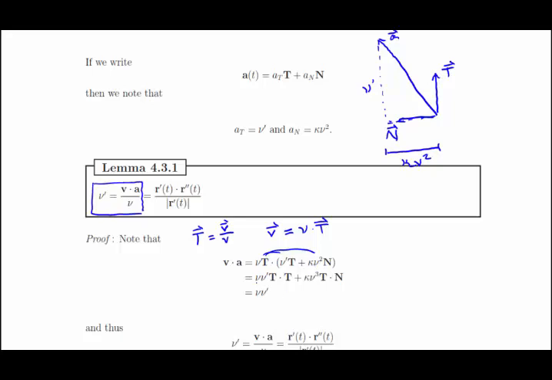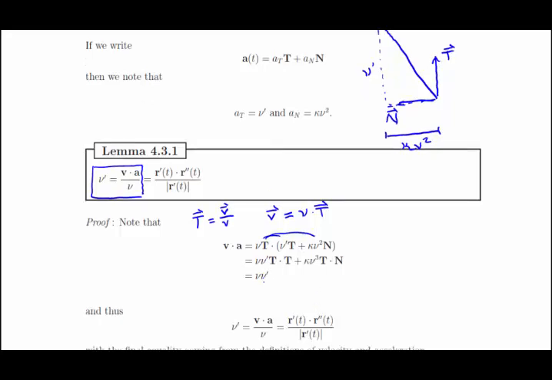Distribute that across, we get little v times little v prime times the unit tangent function dotted with the unit tangent function plus curvature little v cubed times the unit tangent function dotted with the unit normal function. Now we recognize that the unit tangent function dotted with the unit tangent function is going to be 1, and that's because they're parallel, and the unit tangent function dotted with the unit normal function is going to be 0 since they're at right angles, and so we get that this equals little v times little v prime. If we rearrange then, we get little v prime.